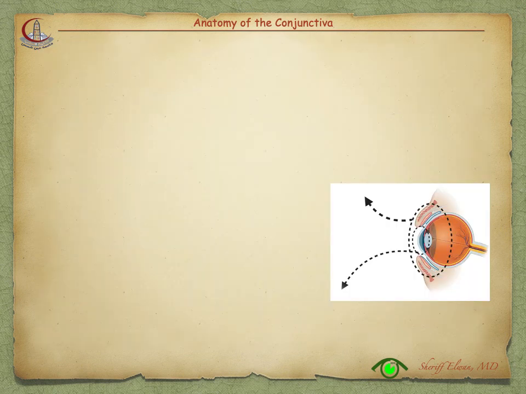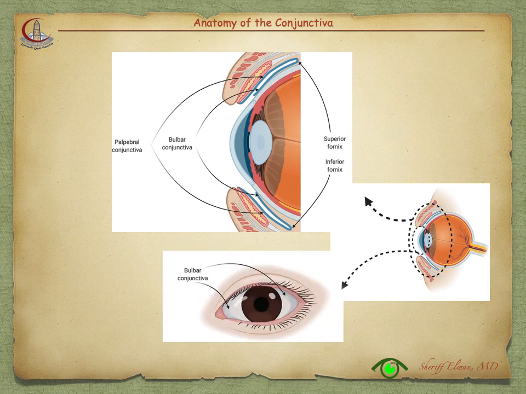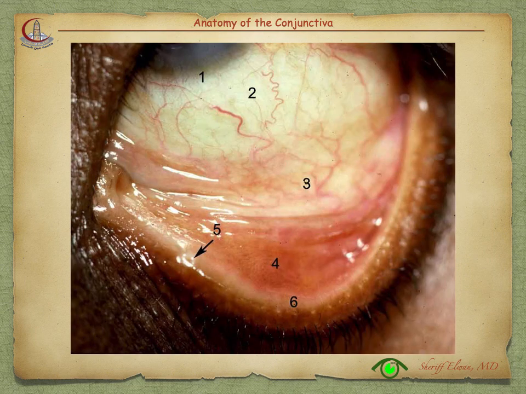On a diagrammatic sagittal section, we can see the bulbar conjunctiva on the ocular surface and the palpebral conjunctiva lining the upper and lower eyelids, both connected together and reflected at the cul-de-sac, superiorly called the superior fornix and inferiorly called the inferior fornix. The same thing occurs, but in a shallower fashion, medially and laterally, and on the front view, this is the bulbar conjunctiva, as we said.